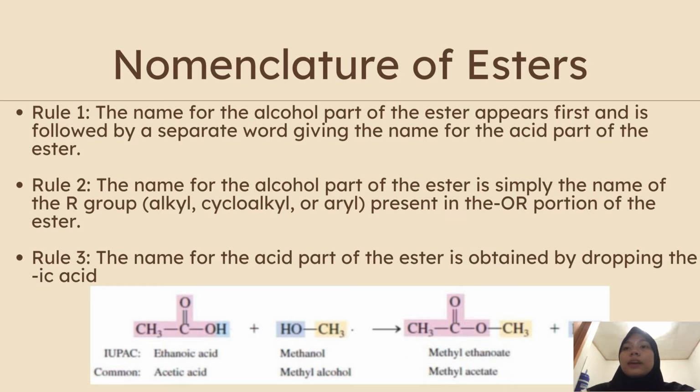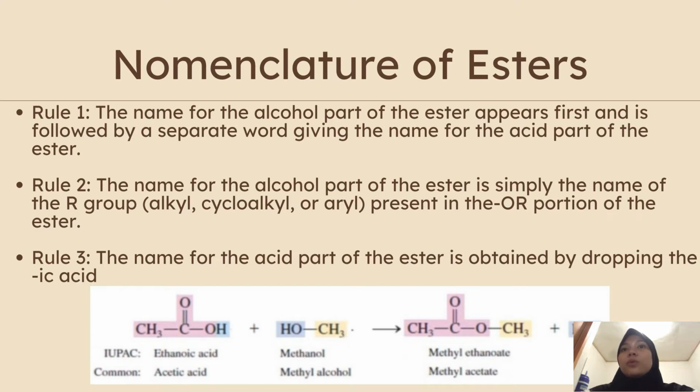In naming, this one will adapt the methyl, so this is the methyl, because that is the alcohol part and the rest would be coming from the acid name. We are dropping the IC acid and adding ATE, so that ethanoic acid will become ethanoate. The IUPAC name of the ester is methyl ethanoate.